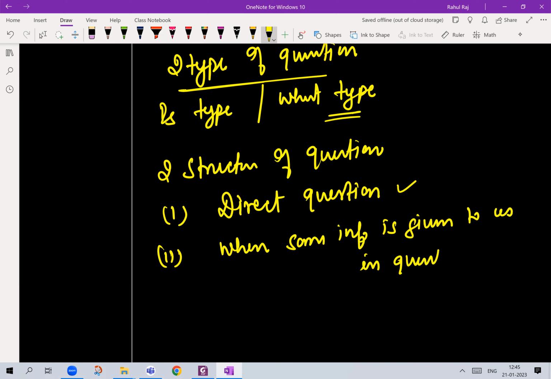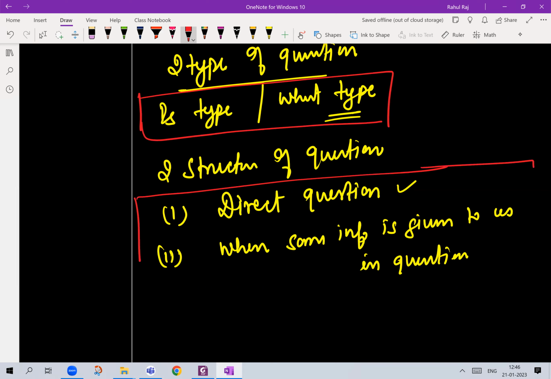I can promise you there is not one single data sufficiency question, let it be from any chapter, because data sufficiency is not any chapter. It's a concept. A question from any chapter could be asked in the form of data sufficiency. But I promise you there will be nothing beyond this. It's either an "is" type of question or a "what" type of question. And there are two structures of a question that I've told you: a direct question, or when some information is given to you in the question.